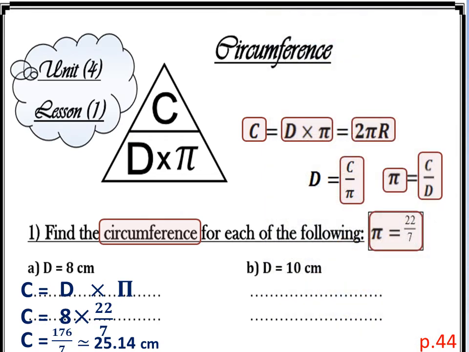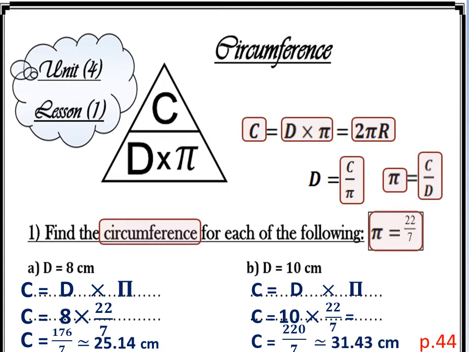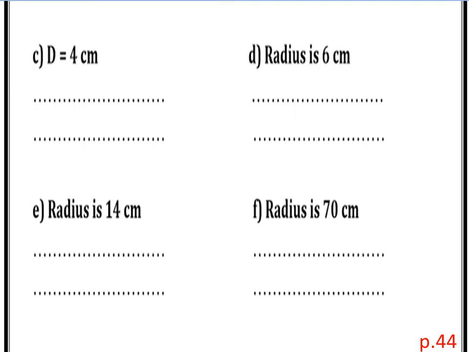And now in letter B, D equals 10 centimeters. So C equals D times pi. C equals 10 times the value of pi, which is 22/7. When we put it on the calculator, the answer will be 220/7. We click SD to find the decimal number, which will be approximately 31.43 centimeters.